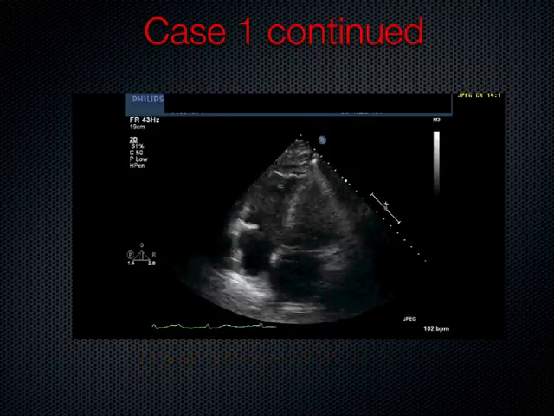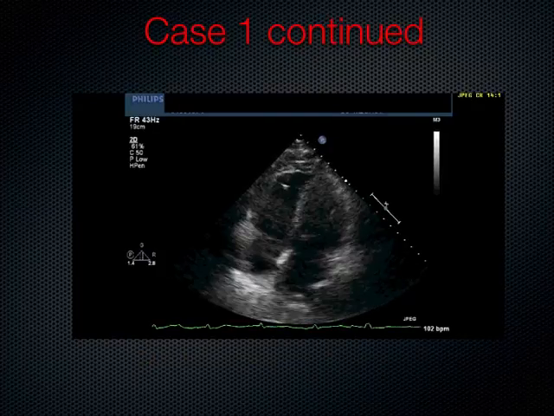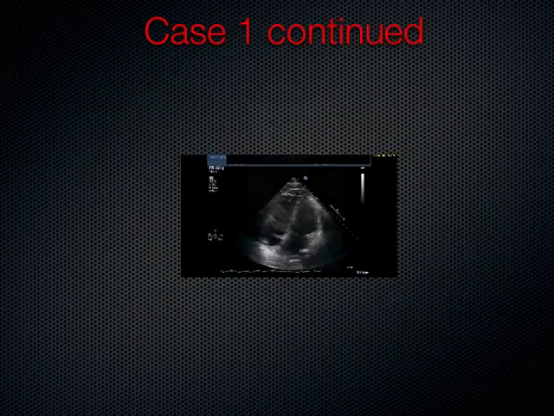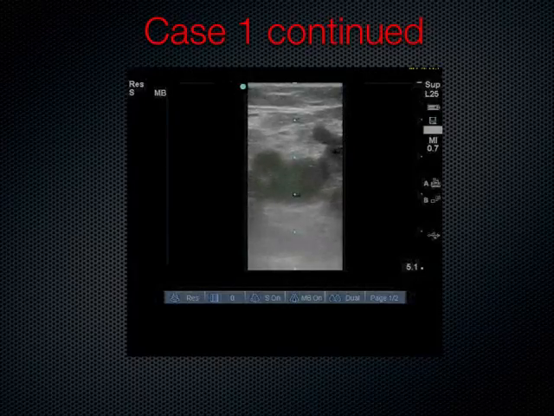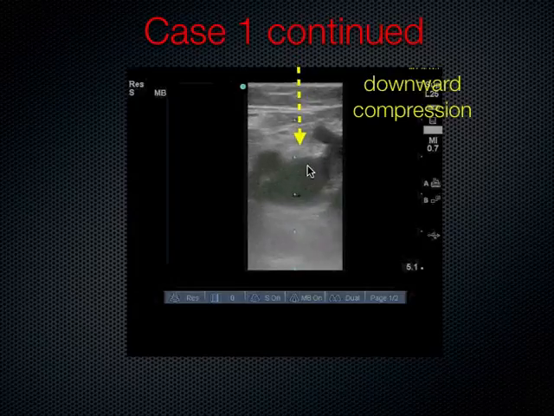Now, if you move on with this case, and we do another study on this patient, we look down at their lower extremity vasculature. This is the femoral artery. This is the common femoral vein here. And as we compress, we use downward compression to try to compress the femoral vein walls together. Nothing happens. In fact, the femoral vein doesn't even budge. And this tells us the patient's got a deep vein thrombosis. And that goes along with the diagnosis of pulmonary embolism.